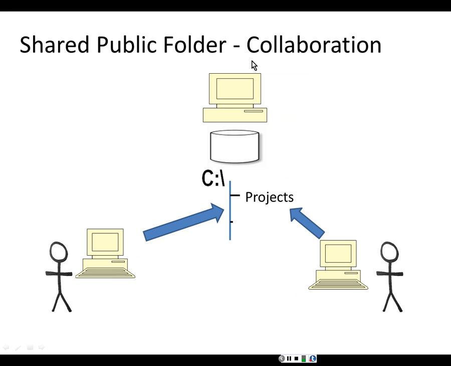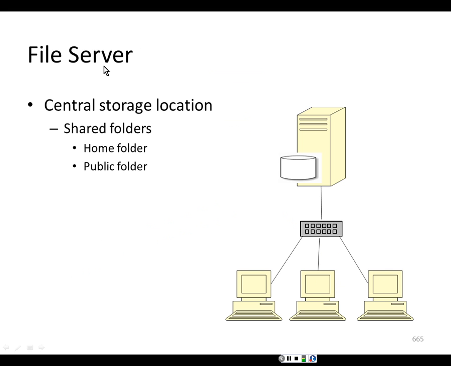And then we have shared public folders, and that's when we want to have multiple people work on the same project at the same time. We might have a shared projects folder, and that way multiple people can collaborate on a single project. Multiple people can access the same files at the same time. So a file server is a central storage location. And there are really two types of shared folders: a home folder, which only one person can access, or a public folder, which many people can access.